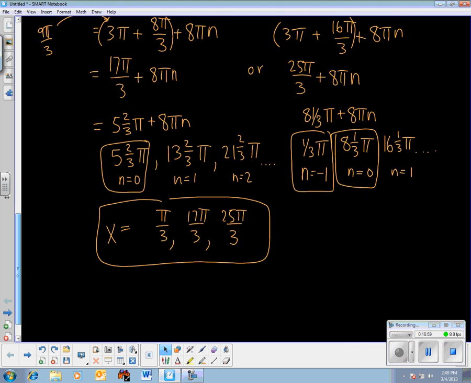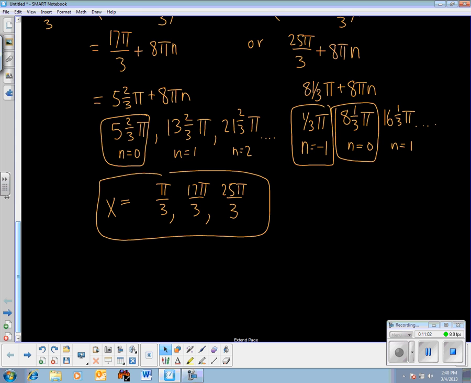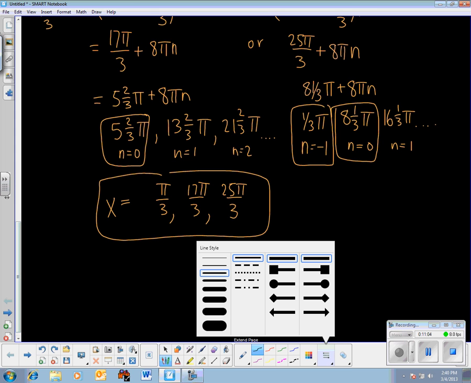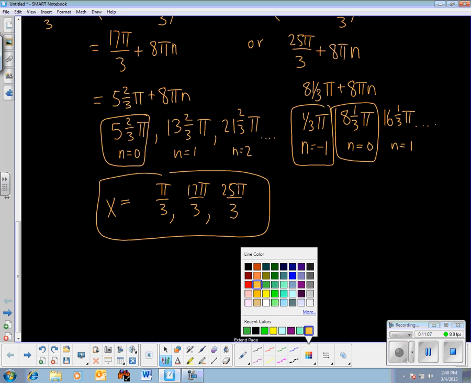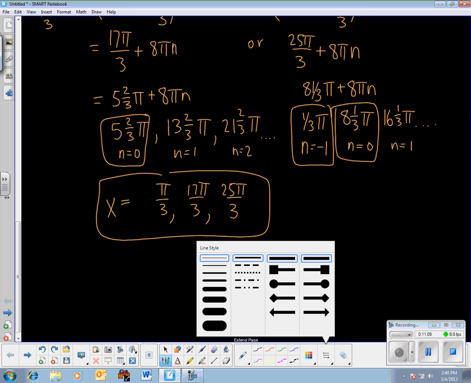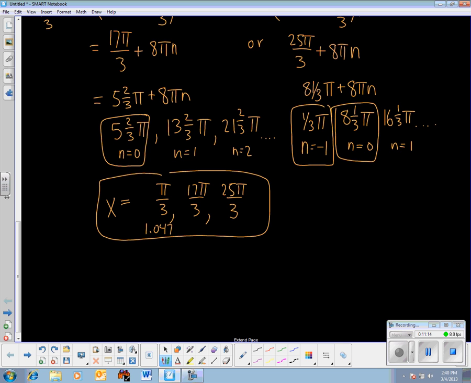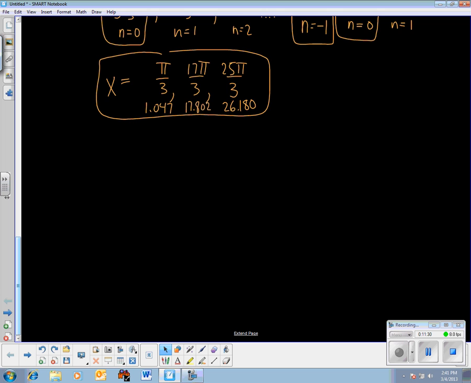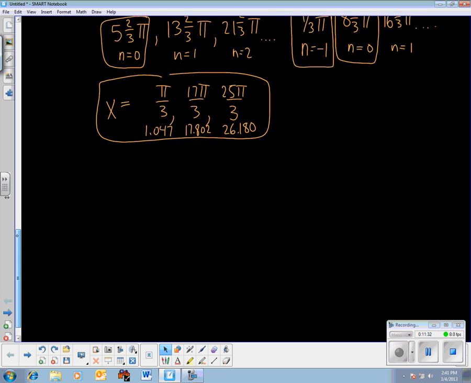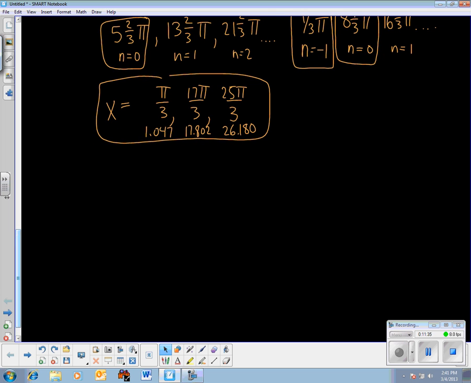And sometimes with a graph, it might help us to have the decimals of these values. So let me list those, just in case it helps with our graph. This one is 1.047, and the next one is 17.802, and the next one's 26.180. So we'll check and see, because part C is to draw a graph of this and to confirm. I'm going to pause for a moment and get some of this graph drawn to keep this video length down, and I'll be right back with you.